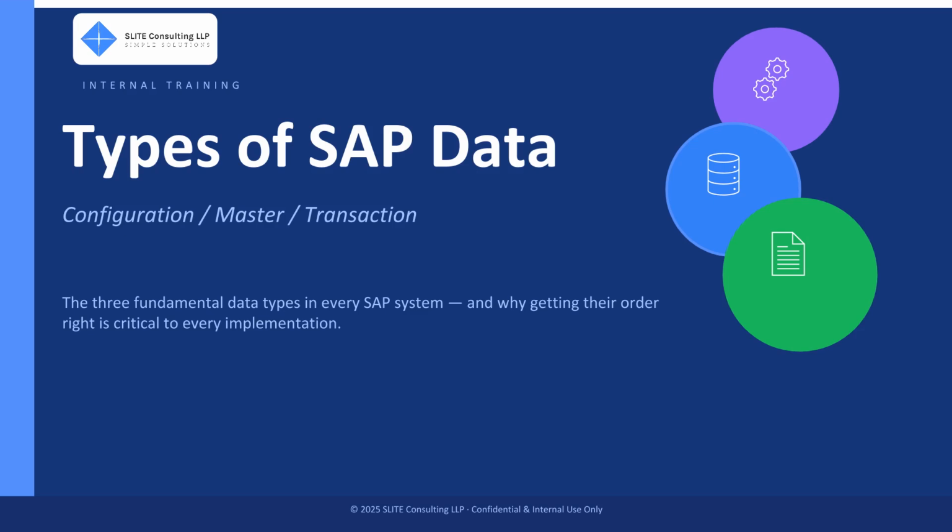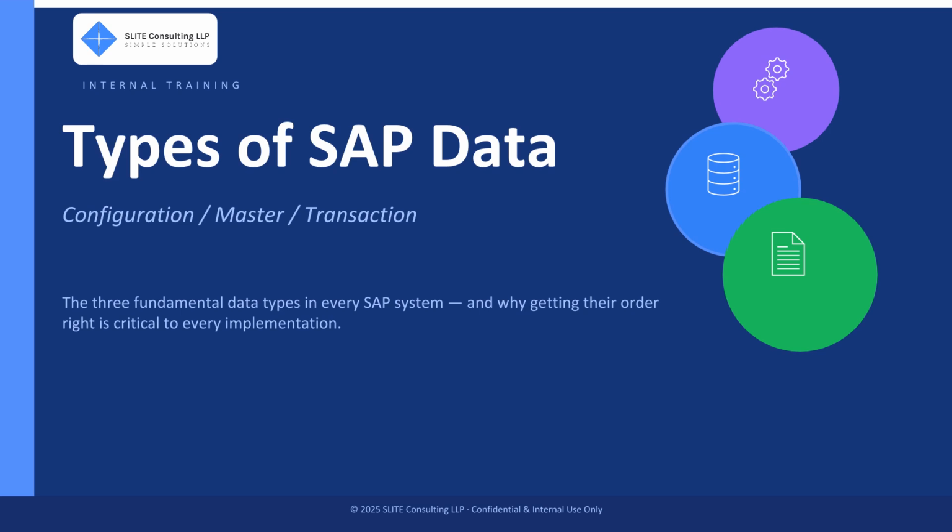It is week 3 of the Acme manufacturing implementation. The functional consultant has just finished configuring the company code in SPRO. She is ready to create the first vendor master record, the data that will allow Acme to raise purchase orders against their primary steel supplier.